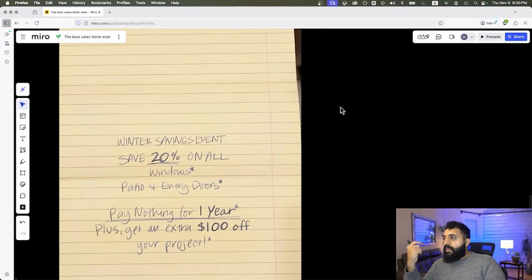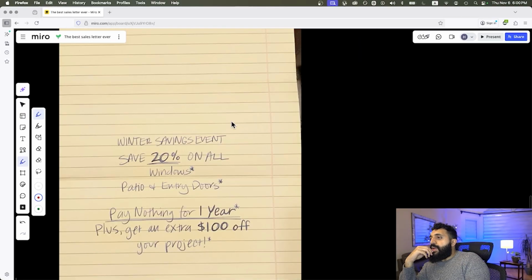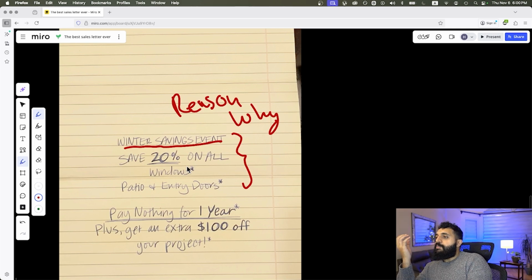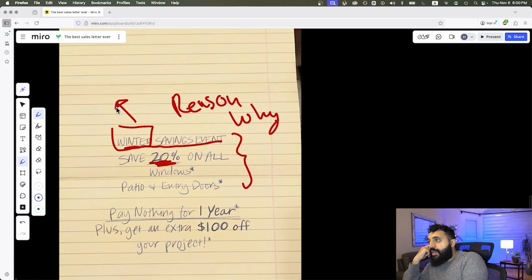And then on the other side, just to wrap it all up, and I freaking love this, they're again reiterating a strong reason why you should do this now. Winter savings event. It's an event where you can save 20%, meaning you're not going to get this in spring. You're not going to get this in summer. You're not going to get this in fall. This is for now. So they're also packing urgency into this. You see what I'm saying?